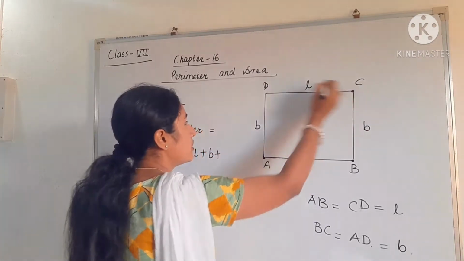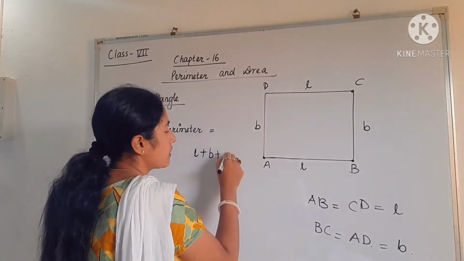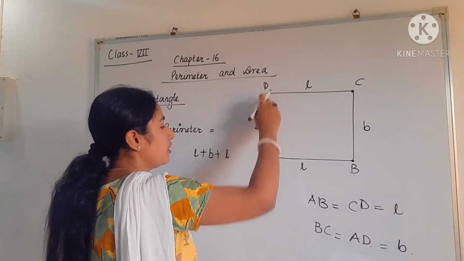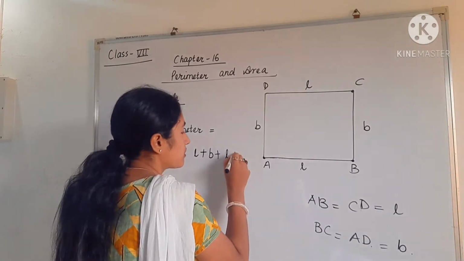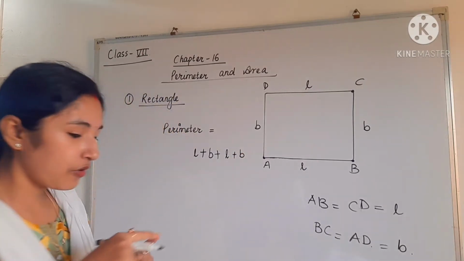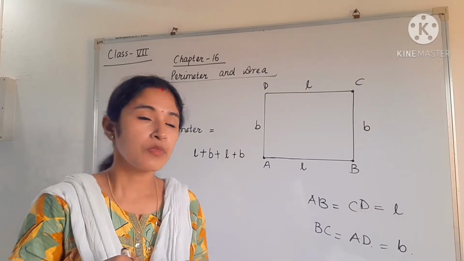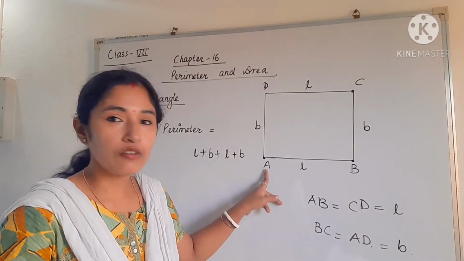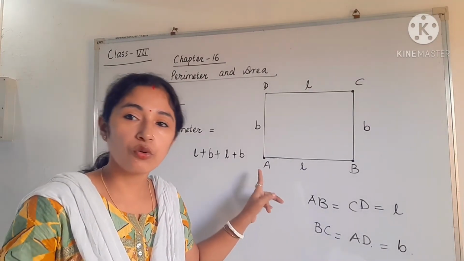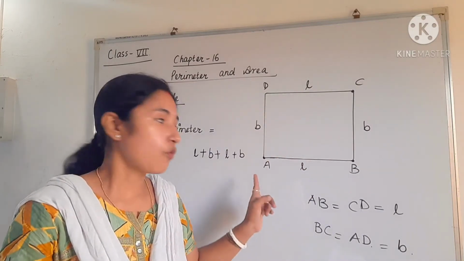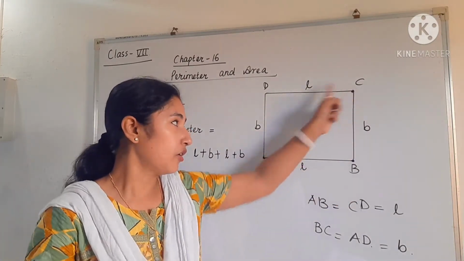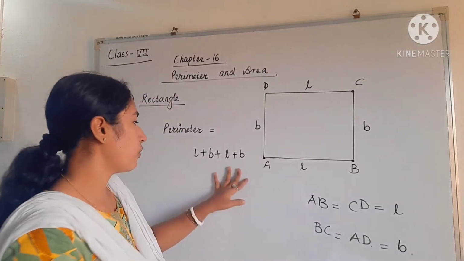Similarly from point C to D, I have to walk L distance again. Then again from D to A, I have to walk B distance. That means for closing it, or you can say for coming at the same point, the point from where we have started, now we have to come at the same position. So what we have to do? We have to walk, and total distance covered is this much.